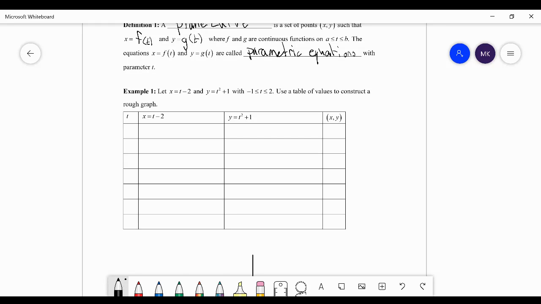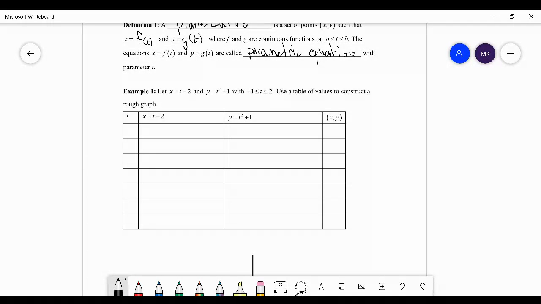But for the most part, it's pretty straightforward. So let's fill out this table and see what this graph looks like. We're looking at x equals t minus 2 and y equals t squared plus 1, with negative 1 less than or equal to t less than or equal to 2. It is possible to have t be everything; you could say t is all reals. But most of the time, our parameter t is confined to some interval. That's not always; it's perfectly okay to do it without limits, like t greater than 1, or t is real. We just have to pay attention to what those limits are.